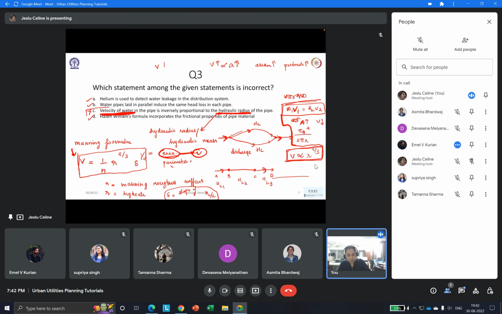So our option is option C, where velocity is inversely proportional to the hydraulic radius of the pipe. So this is the answer. Fine. So let's proceed ahead.